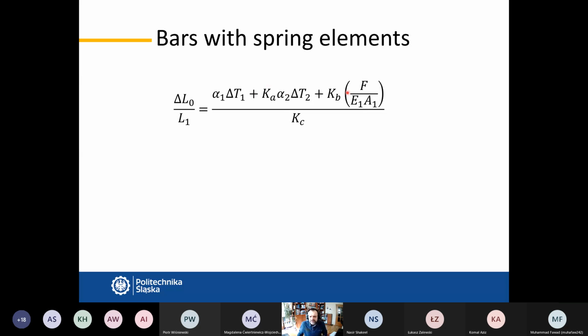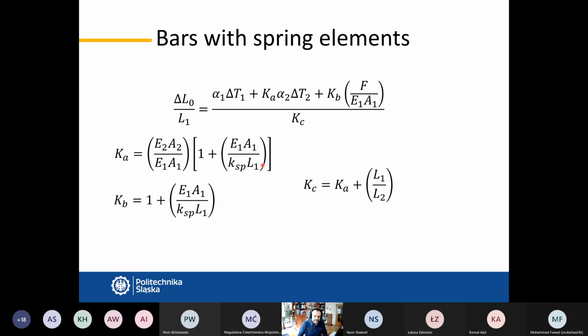We can express it by such factors, Ka and Kb. So write it down more generally. So this is the relative epsilon factor of member number 1. So this is the strain, thermal strain of member number 1, where the factors are Ka, Kb, and Kc.